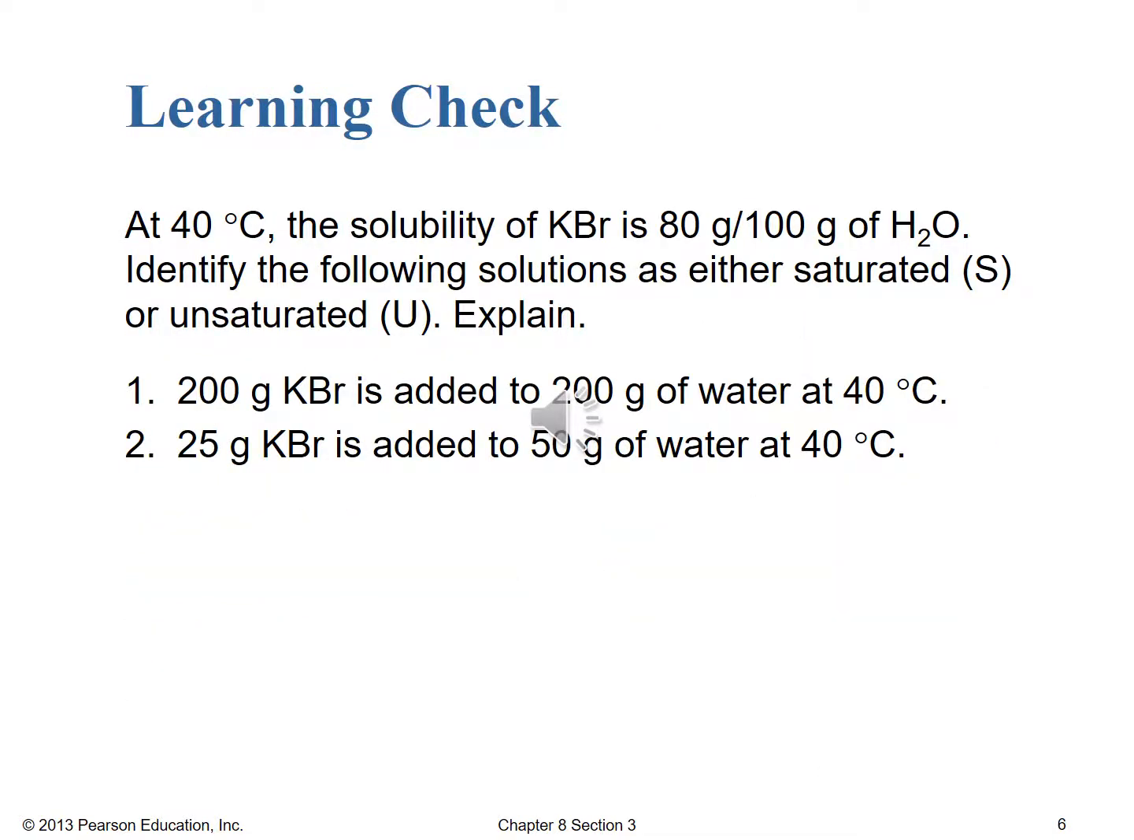Before we get too far along, let's pause here for a learning check. So at 40 degrees Celsius, the solubility of KBr, potassium bromide, is 80 grams per 100 grams of water. Identify the following solutions as either saturated with an S or unsaturated with a U, and then just explain your reasoning there. So in the first case, we have 200 grams of KBr added to 200 grams of water at 40 degrees Celsius. And then in the second instance, we have 25 grams of KBr added to 50 grams of water at 40 degrees Celsius. So pause the video here, identify each of those as either saturated or unsaturated, and make sure to justify that answer. When you're all set, start us back up and we'll see how you did.